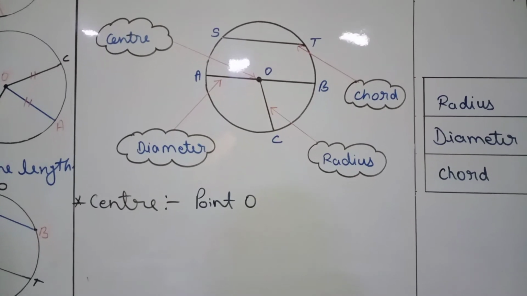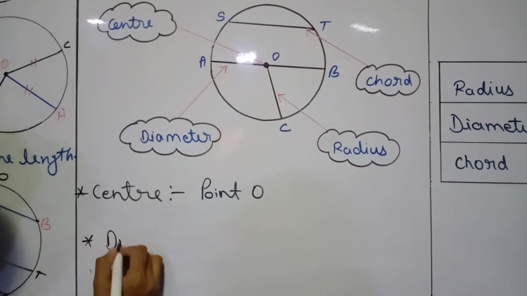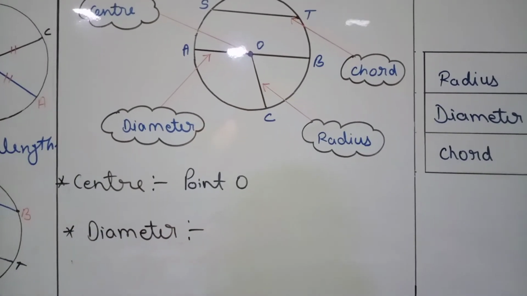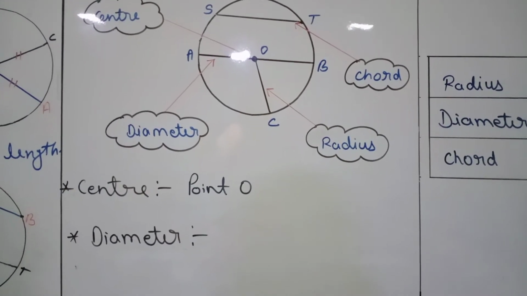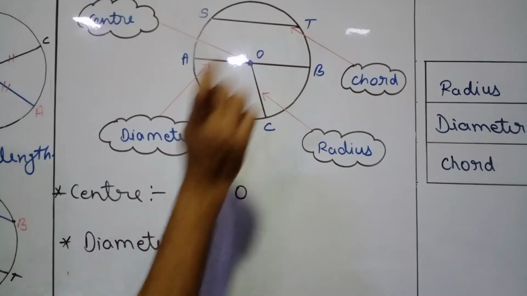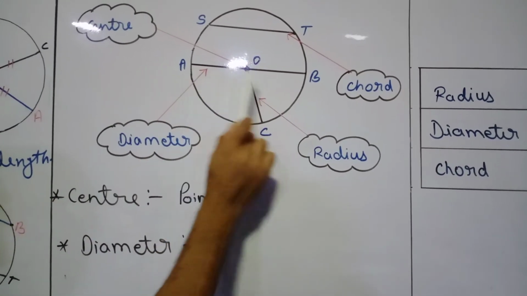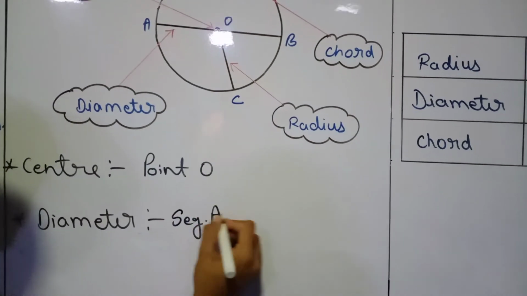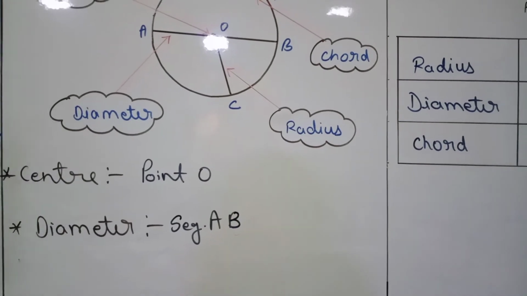The next one is, if I want to ask regarding diameter. What is the diameter? First recall, what is the diameter? A line segment joining any 2 points on the circle but passing through the center. So you can see A and B. So that is segment AB. This way we are going to write the diameter.